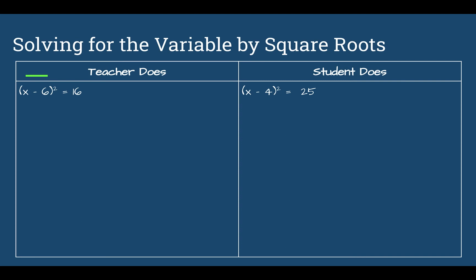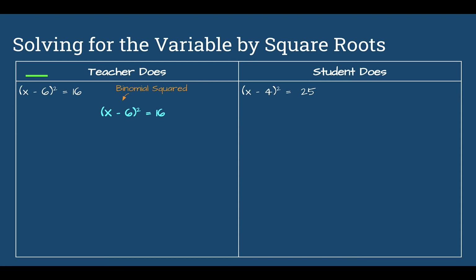Here we have our final example where we have a binomial squared equals a number. So x minus 6 to the second power equals 16. That x minus 6 to the second power is showing that we have a binomial square, which is a good time to use the square root method.